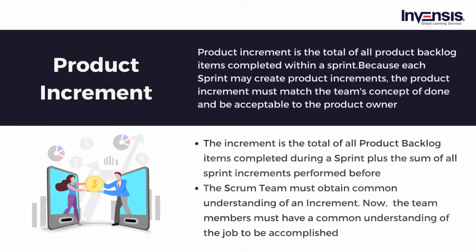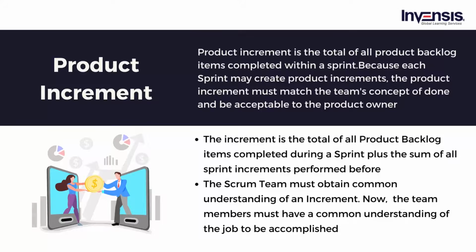Let us now move on to the next Scrum artifact, product increment. This is the most crucial artifact of the Scrum. Product increment is the total of all product backlog items completed within a sprint. Because each sprint may create product increments, the product increment must match the team's concept of done and be acceptable to the product owner. The increment is the total of all product backlog items completed during a sprint plus the sum of all sprint increments performed before. At the conclusion of a sprint, the new increment must be a functional product, which means it must be functional.